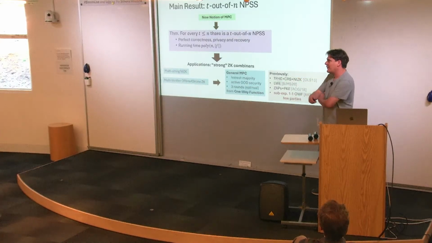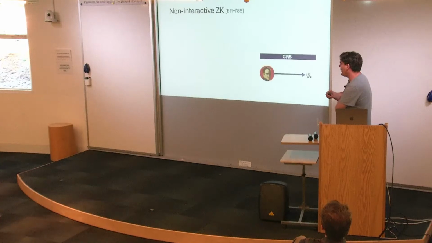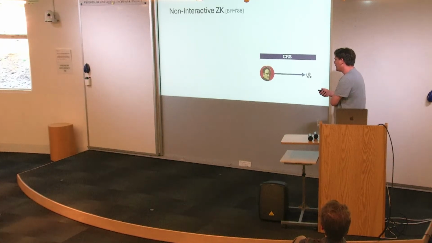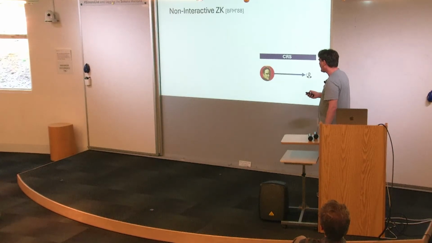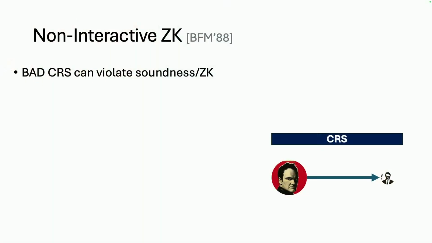Let me talk about the first 2 applications. Let me start with multi-string NISC. Non-interactive zero knowledge, I guess we all know the concept, and this is a very useful, very wonderful concept, but one drawback is that we have to put trust in this CRS, right? And if this CRS is not generated properly, then you may lose soundness, you may lose zero knowledge.